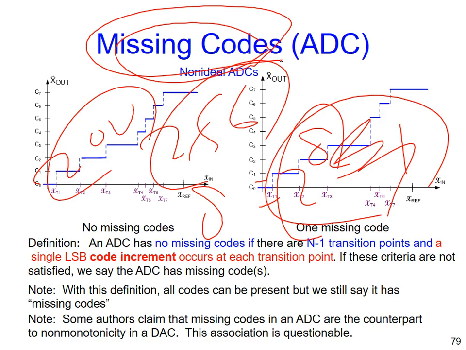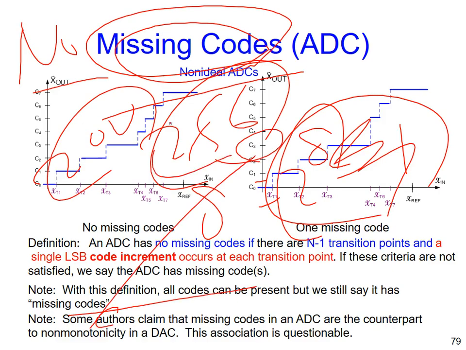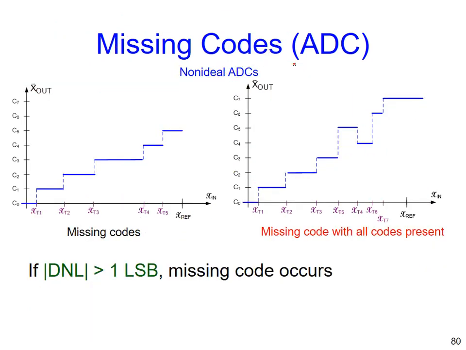So from the very beginning, that was the original definition for missing code. For no missing code, what does it mean? All the codes will show up after measurement. So you increase your input from the minimum to the maximum, and you will see all the codes. That's the definition for no missing code. But something will go wrong. Okay? See? Every code will show up after measurement.